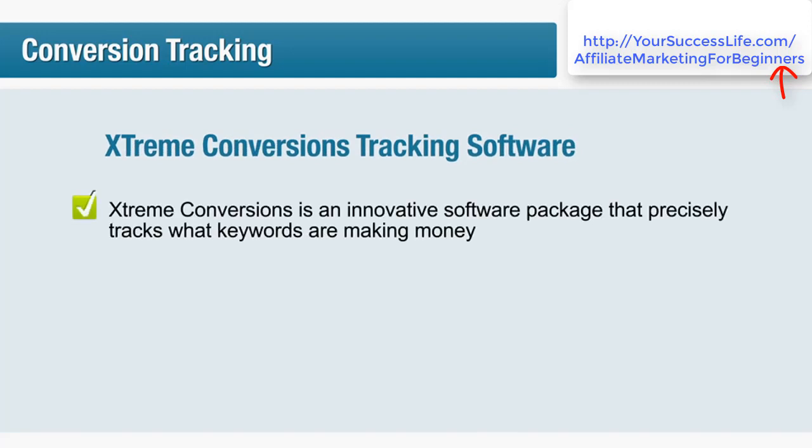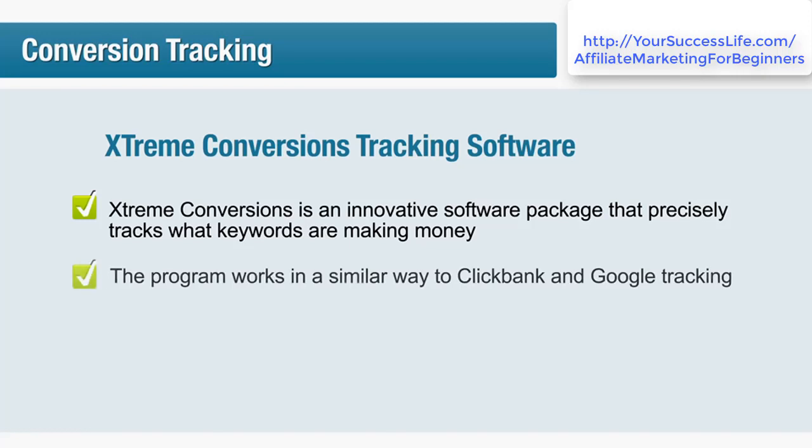Extreme Conversions is an innovative software package that precisely tracks what keywords are making money. It works in combination with Google, Yahoo, MSN, and about 100 affiliate networks, including Clickbank, Commission Junction, Azoogle, and Amazon. The program works in a similar way to Clickbank and Google tracking, in that you just ask the product owner to insert some code into their thank you page. However, the advantage of Extreme Conversions is that it accurately shows you the most profitable keywords in any market within a couple of weeks of setup.